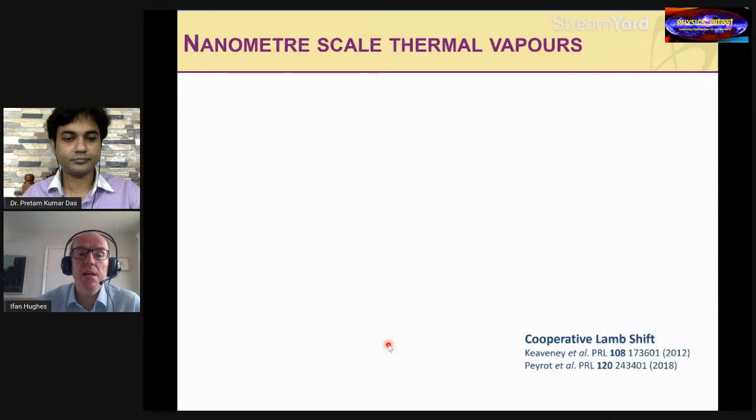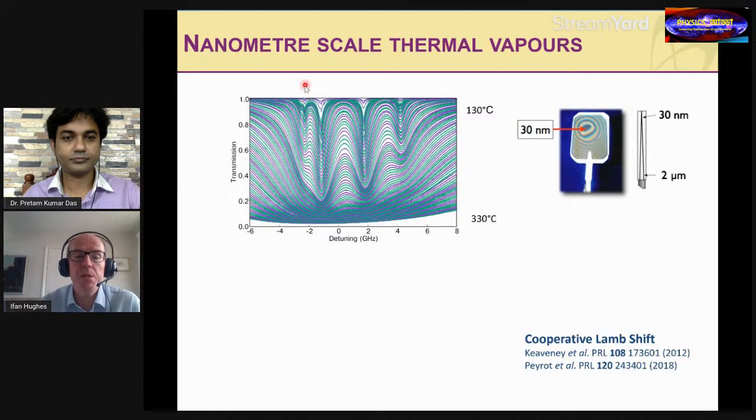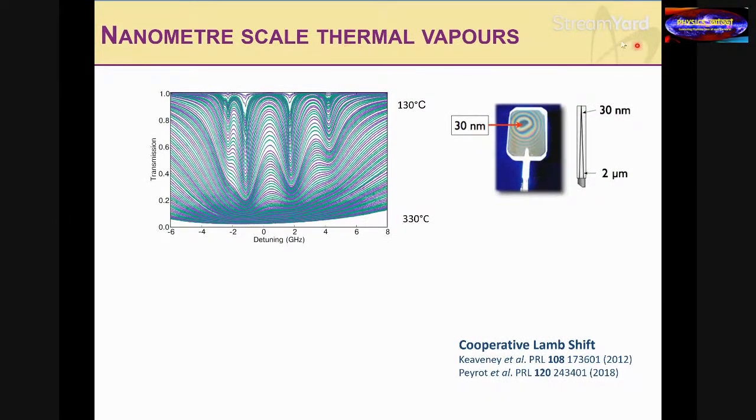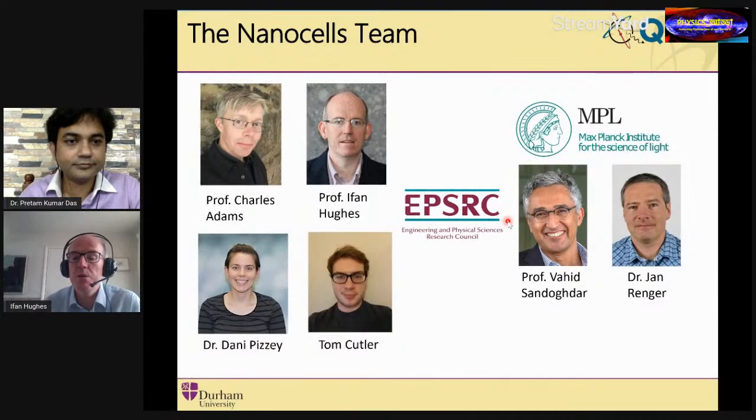And then the very last topic I want to tell you about is we can do the same thing with extremely short cells. And this is just to confirm that. So when I make my cells 30 nanometers thick, it's 6 orders of magnitude shorter than the first cell I showed you, we can still obtain very, very nice rubidium spectra. They do get broader because the atoms are hotter, but we can work in these nanometric scale vapors. So there's a lot of activity at Durham University about that. It's headed by my colleague, Professor Adams, and that's the current nanocells team. We collaborate with a group in Germany, and another group in Armenia made us the cell.